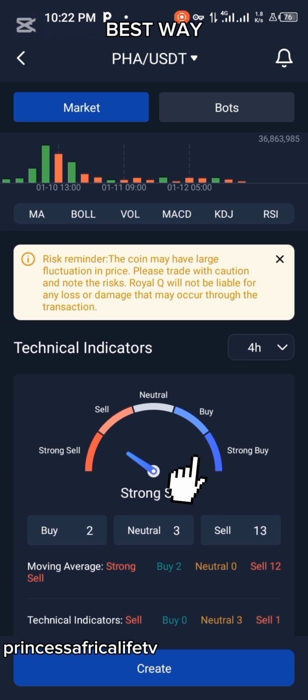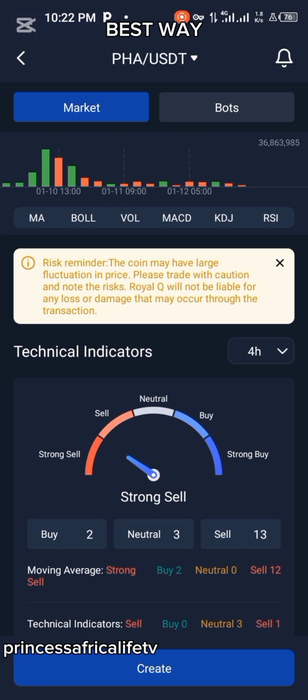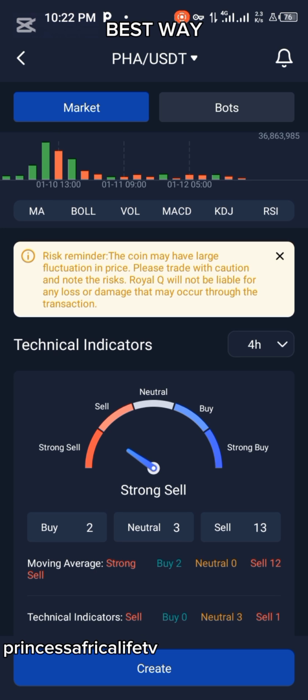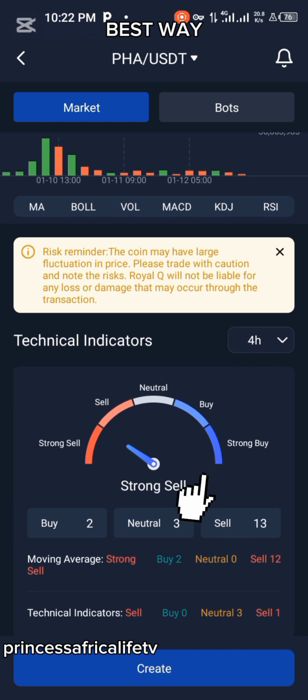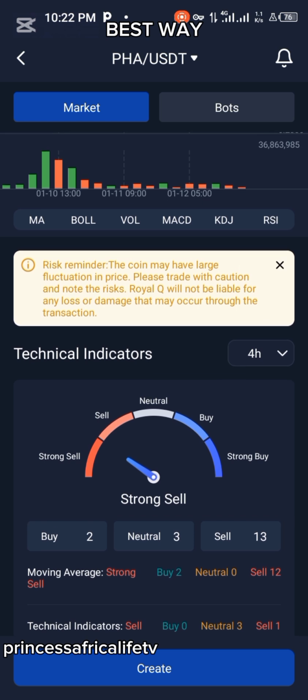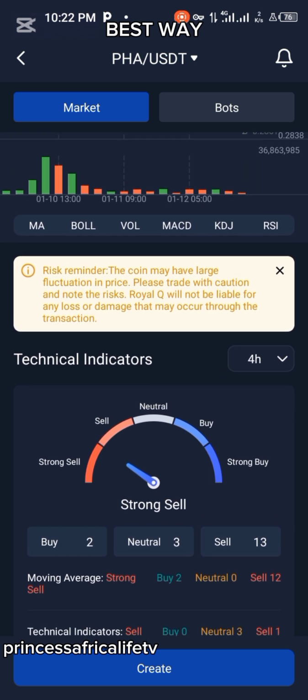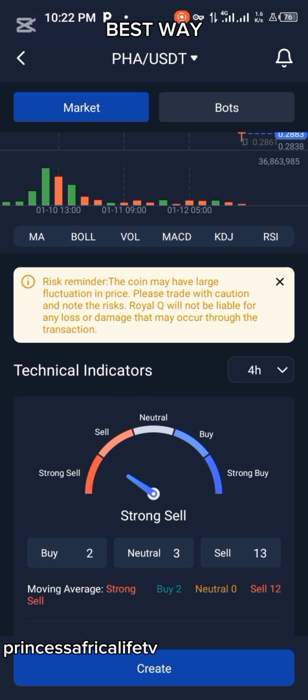Now, this technical meter tells you, whenever it says buy, don't buy. It tells you to do the opposite. Whenever it says strong buy, don't. Strong buy or buy means people have bought so much, and if you go to buy, they will start dumping on you. So whenever it's telling you strong buy, please don't buy. Neutral means it's either going to buy or it's going to sell. But if it is between sell and strong sell, it's in fact just going down to sell.